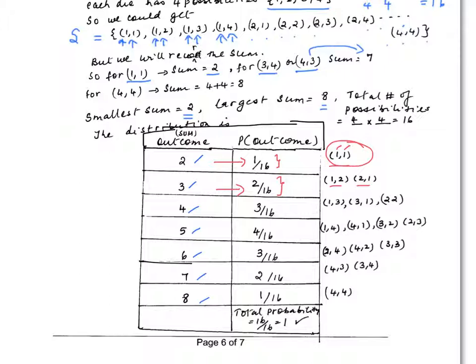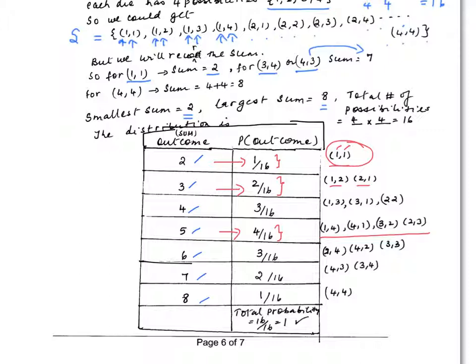Similarly, we can go through the list. Let's look at 5. What are the different ways in which we can get 5 as the sum? It could be 1, 4, 4, 1, 3, 2, 2, 3. These are the only ways in which we can get a sum of 5. So there are 4 different outcomes that give us a sum of 5 out of the 16 different outcomes. So 4 out of 16 is the probability of getting a 5 as a sum.